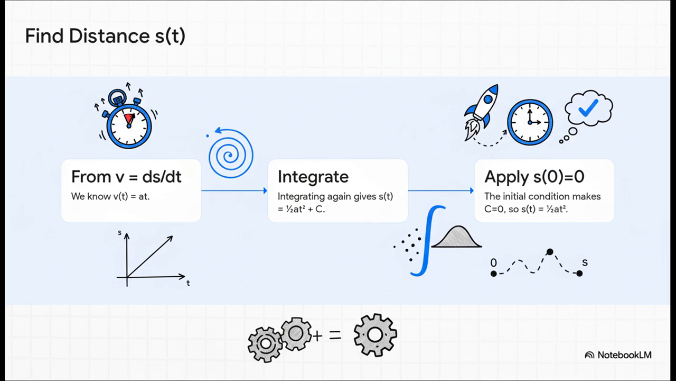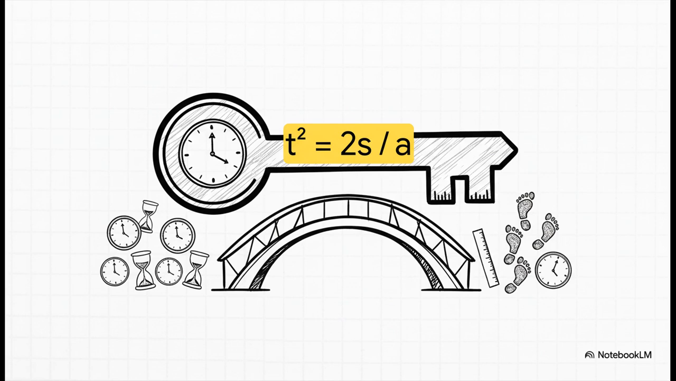That gives us s equals 1/2 at squared plus another constant. And if we assume it starts at distance 0, that constant is also 0. And there's our equation for distance. And bam! This right here, this is our bridge. All we did was rearrange that distance equation. Now we have an expression for t squared that only depends on s.